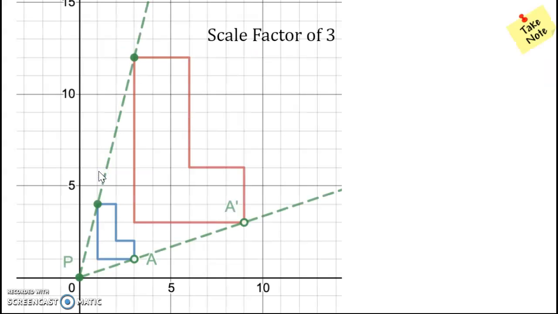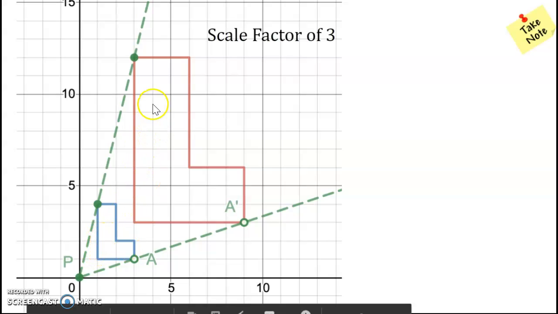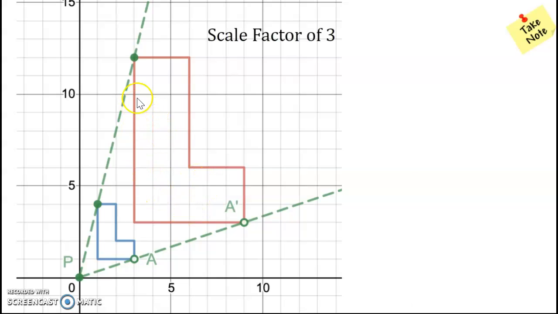Okay, I'm going to assume that you've had the chance to explore, and I am going to summarize what you should have noticed from there. If you have a scale factor of 3, this is the pre-image, and the red is the image. This is what you're starting off with, the original, and after the dilation, this is the final image. It had a scale factor of 3.